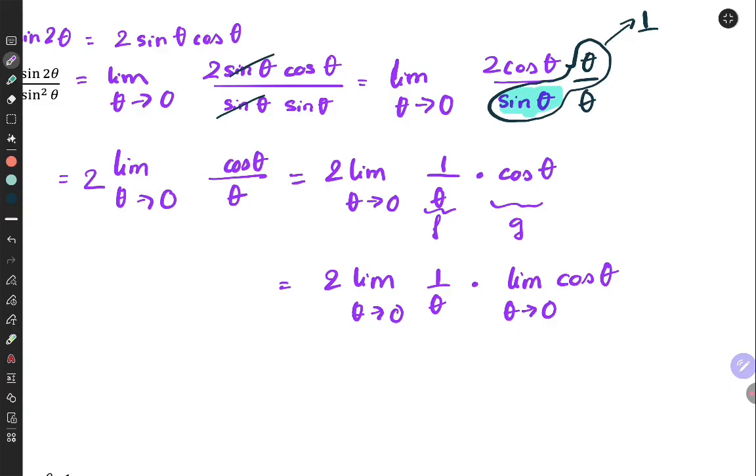You can break a limit. If it's a product, an addition, or a subtraction, you can split a limit. Now it's much simpler, right? Theta approaches 0, plug in 0 right here, you can do that. Cosine of 0 is 1. So the latter part is 1.